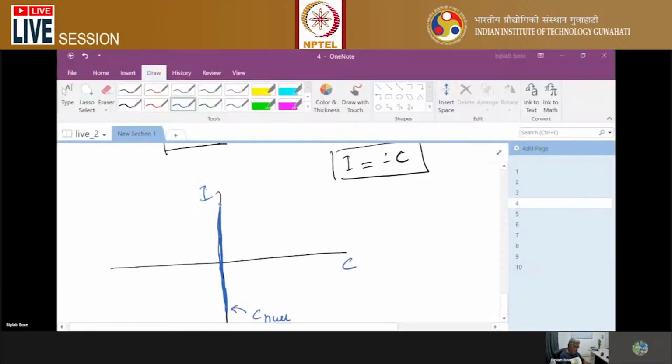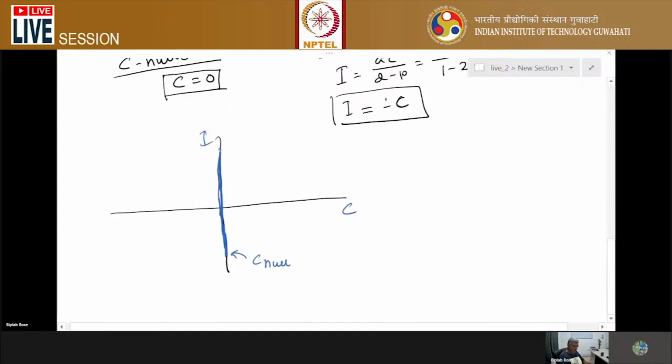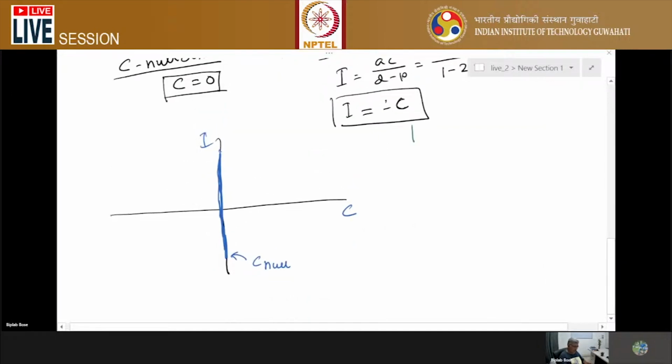Okay. Let me change the color for the other null-line. Let me take the green one. So now I will draw the I null-line. This equation will be used: I equal to minus C. So it will be a straight line with a negative slope. There is no intercept, right? So let me try it out roughly. My hands are shaking. Please bear with me. Imagine this is a straight line. So this is the I null-line.